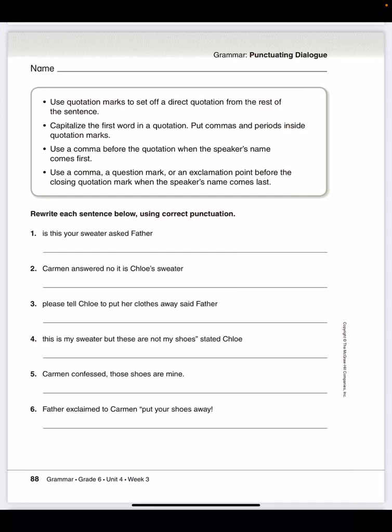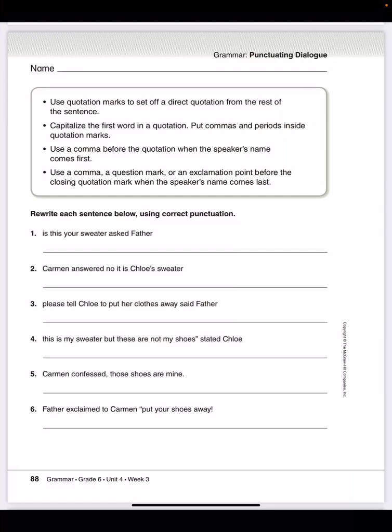When you're using quotation marks to set off a direct quote from the rest of the sentence, you use quotation marks. You capitalize the first word in a quotation, put commas and periods inside the quotation marks. So, if I'm not using a direct quote, if I'm just saying, Ricardo told Mr. Parzik that he was finished, that's not a direct quote. I don't need quotation marks.